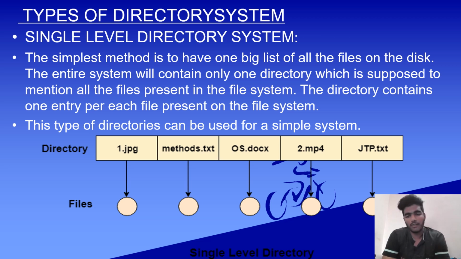The entire system will contain only one directory in this type of directory system. So here's a typical view. This type of directory can be used for a simple system. So it's the JPG, methods, OS docs, MP4, JTP text, and everything will be stored in the files.